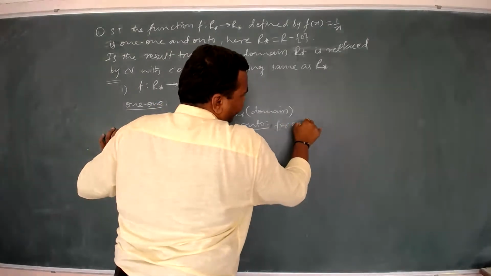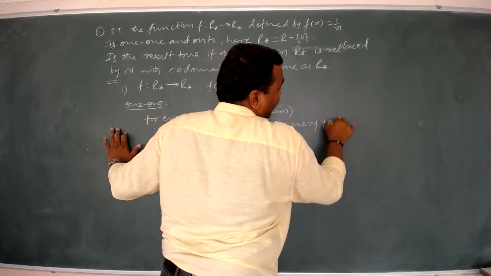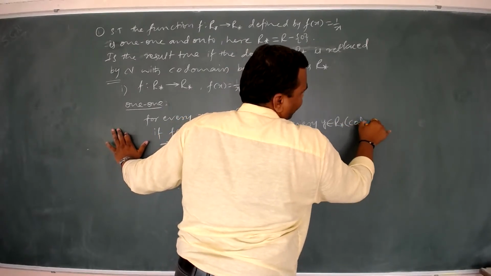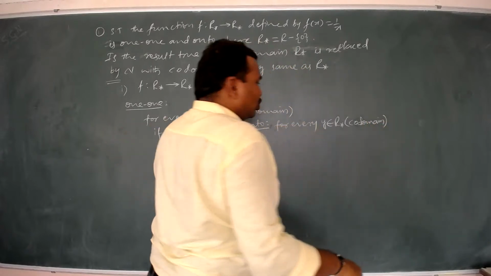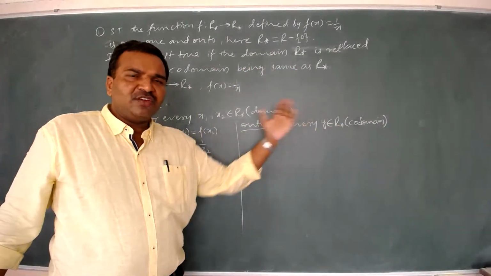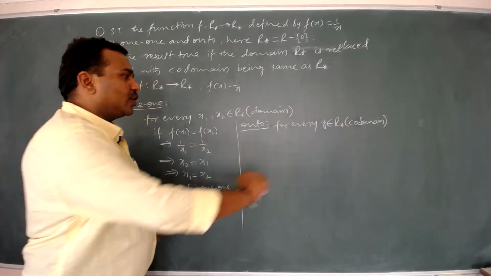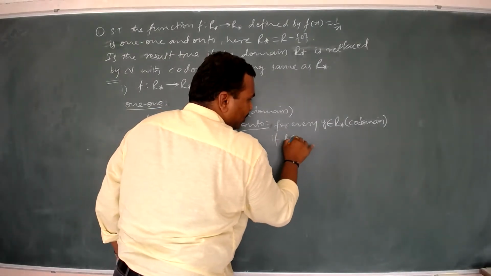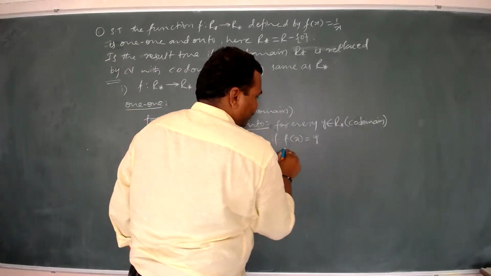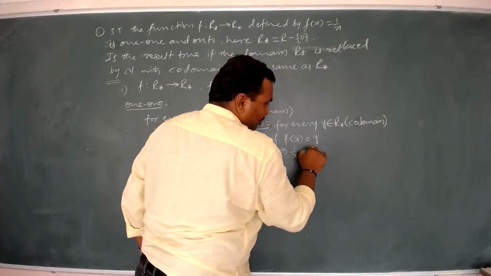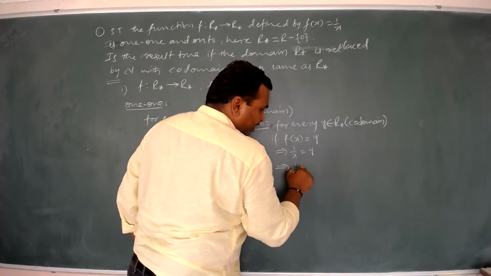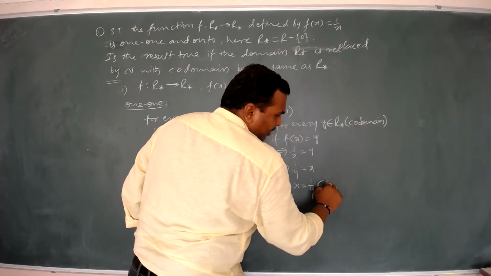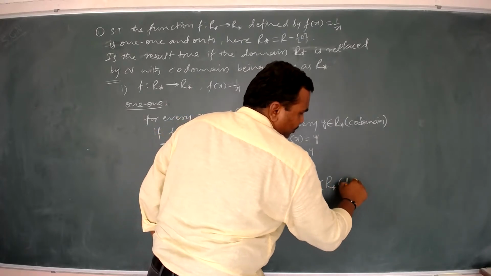For every y belongs to R star. Here R star is the domain. Why are we mentioning this? Because the domain and codomain are both the same now. That's why we are mentioning it. If they are different, there is no need to mention. Okay. For every y belongs to the codomain, I am selecting like this. If possible, f of x equals y. What is f of x? 1 by x equals y. So 1 by y equals x, or x equals 1 by y. Does it belong to the domain or not? Yes, it belongs to the domain.